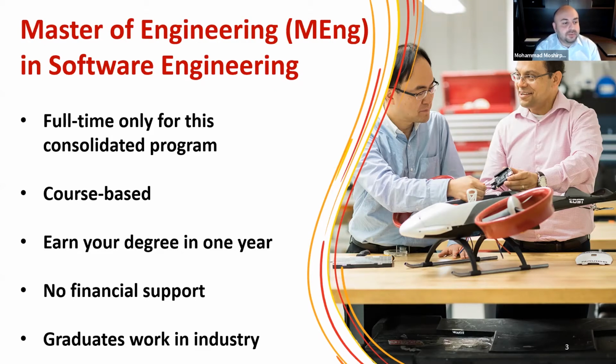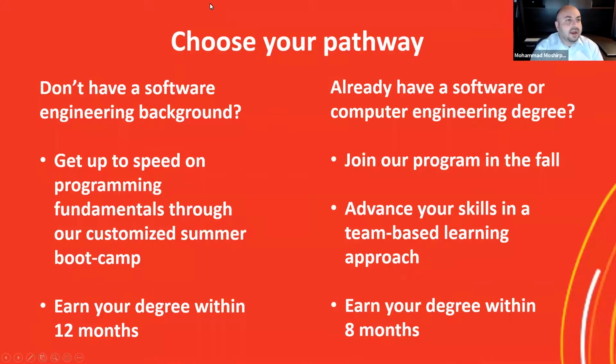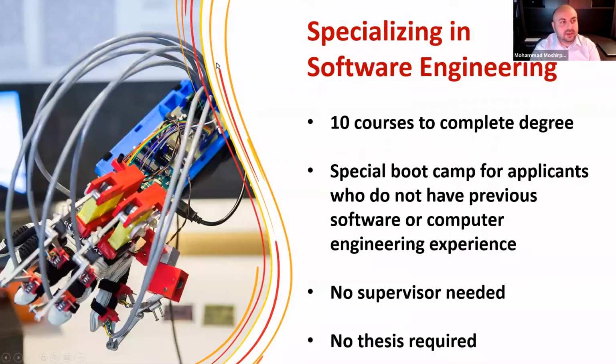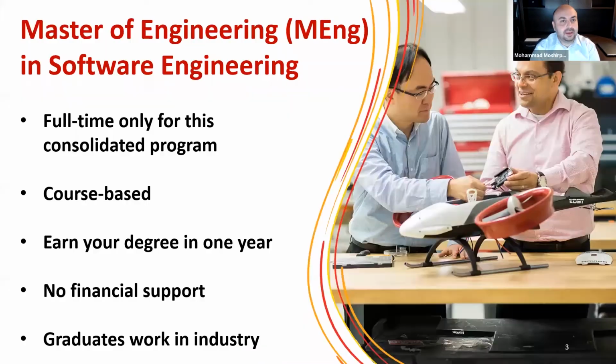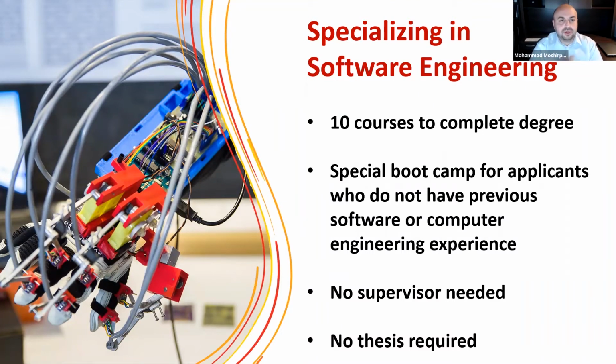You will graduate, and graduates find work quite easily after this particular program, because it's very hands-on. My apologies for skipping a couple of slides. A specialization in software engineering is 10 courses to complete the degree. In addition to those 10 courses, there is a boot camp semester for people who do not have a software engineering background, which I will talk about a little bit.